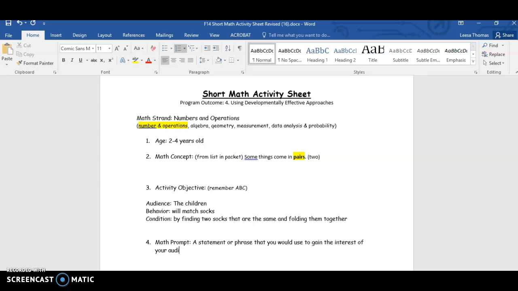the children. Okay? So this means, what are you going to say during your small group lesson to gain the interest of the children? So you might say, can you find two socks that look the same? And this prompts the children to engage in the activity. Pretty simple. It doesn't have to be a question. It could also be a statement. Maybe you're watching as the children are finding matches and you say, look, here are two that are the same. So your math prompt can be a statement or a question.